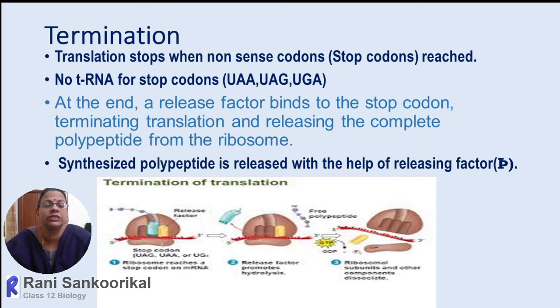So at the end, the releasing factors, or termination factors, will bind to the stop codon, terminate the translation, and release the complete newly synthesized polypeptide. It will be peeled out by the breaking of the bond between the amino acid and the last tRNA. Then the ribosomes dissociate and the mRNA is peeled out from the translation site. So the synthesized polypeptide is released with the help of releasing factors, and the entire process comes to an end.